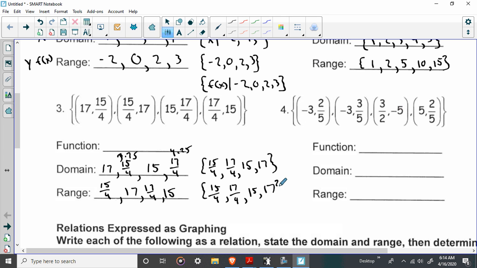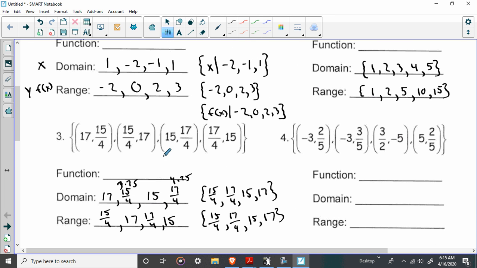Okay. In other words, it's not these points that are points: it's not 15/4 with 15, 17/4 with 17. Their domain and range are the same, but they don't correspond with one another. So like I said, all I've got to do is go through the x values for the domain, go through the y values for the range, list them from lowest to highest, and don't list any repeated numbers.